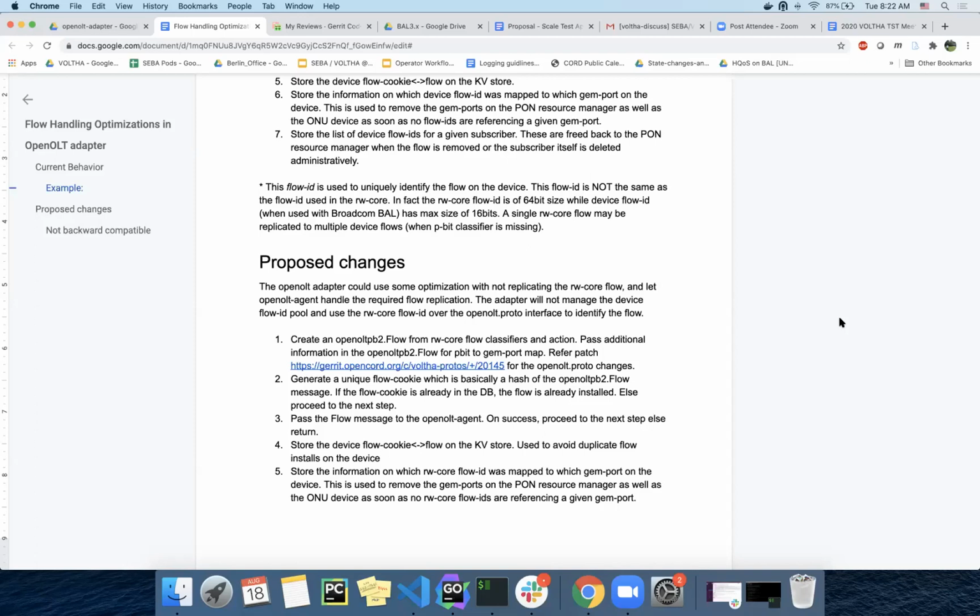Well, we don't need that, but it's not easy. For example, if the agent crashes and it comes back and you don't want data path disruption, then you need to persist all the configuration that you have done on the BAL, and then reconcile all of that information and continue with what you were doing earlier.